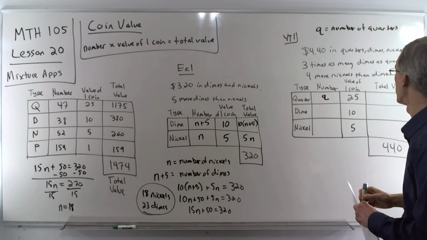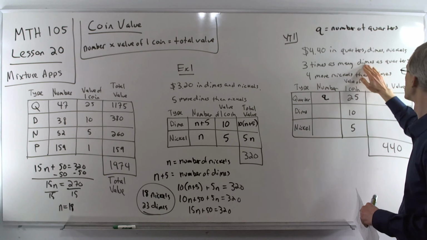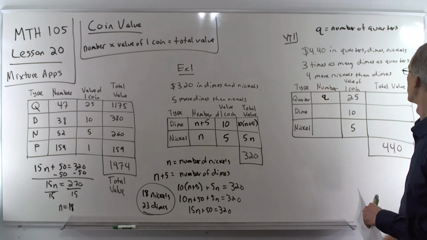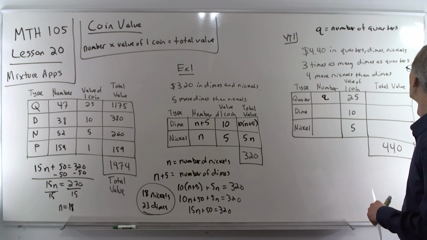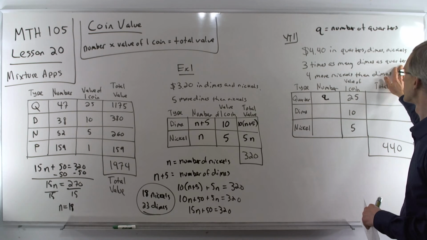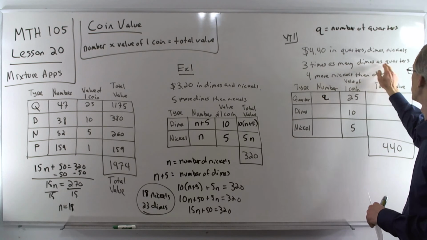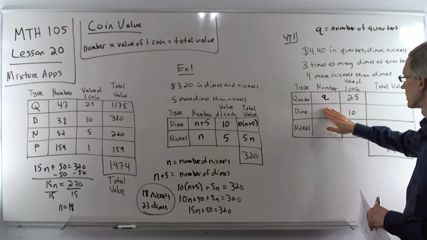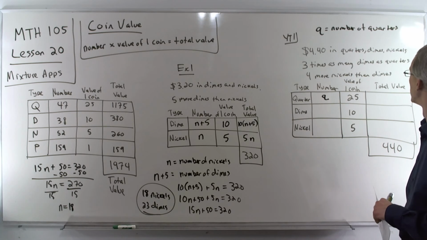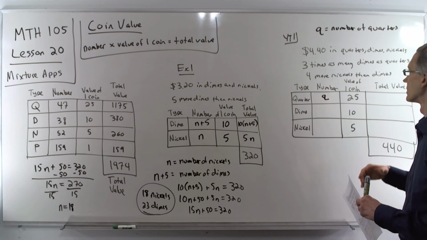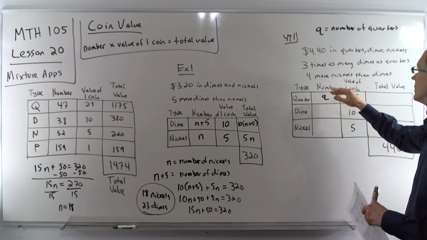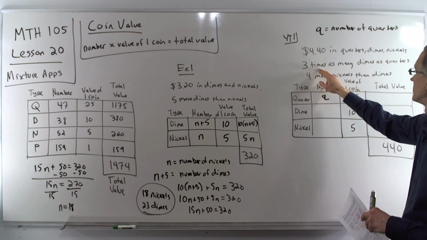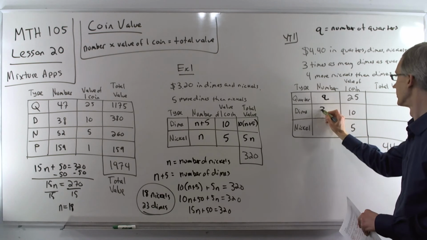And now you need to create expressions for the number of dimes first, and then the number of nickels. All right, so if Q is the number of quarters, how will you write 3 times as many dimes as quarters? We need an expression in here for dimes. So what's 3 times as many quarters? Times is multiplication, so 3 times Q, or 3Q.